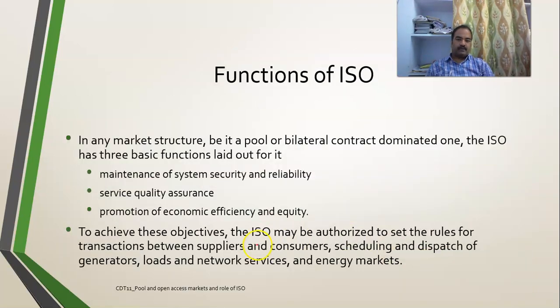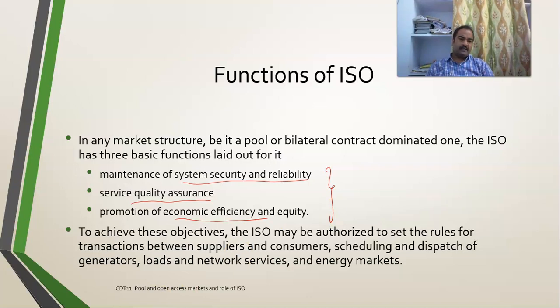Now, let's have a quick review of the functions of the independent system operator. Whether it is a pool market, bilateral contract market or open access market, you know that the independent system operator has predominantly three major operations. The first thing, as already mentioned, is system security and reliability, his first and foremost duty, and to serve electric power at the highest quality possible by offering ancillary services or other things. And he must promote economic efficiency and equity. So fair pricing must be there, non-discriminatory access must be there. All these are to be looked at by the independent system operator.